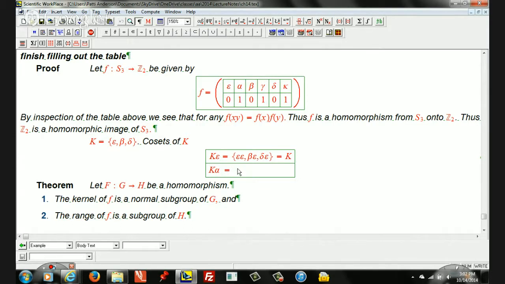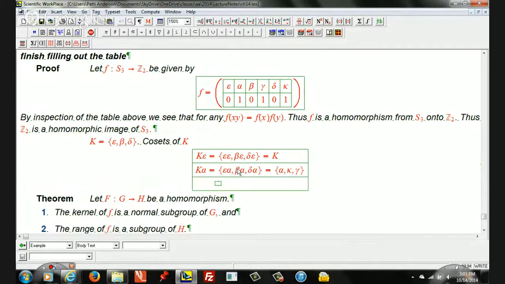So this is going to be epsilon alpha, beta alpha, and delta alpha. So what is epsilon alpha? Alpha. What is beta alpha? Delta. And what is delta alpha? Gamma. I'm believing you. You better be right.